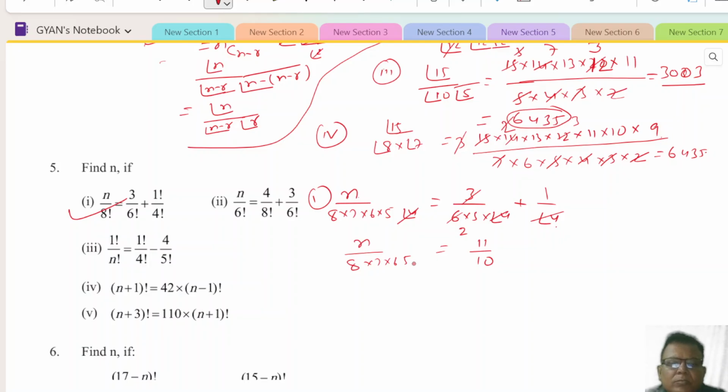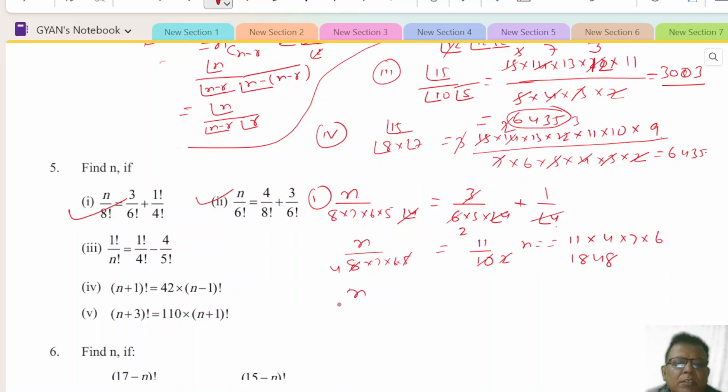So 5 to the 10, 4. So n is equal to 11 into 4 into 7 into 6. So that is equal to 1848.